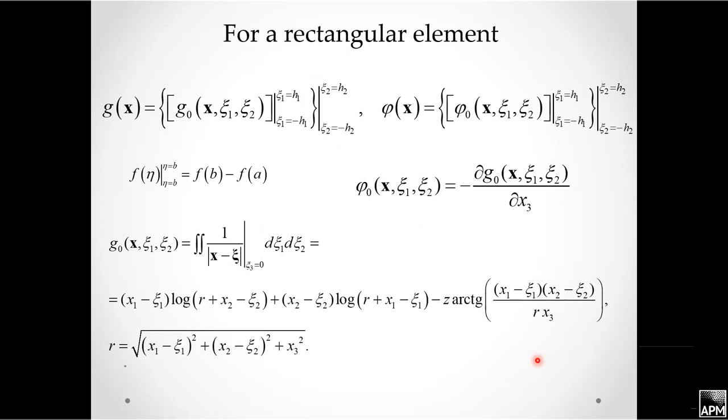For a rectangular form of the boundary element, and when the potential density is equal to one, this integral we can calculate analytically, and on this slide you can see the result.